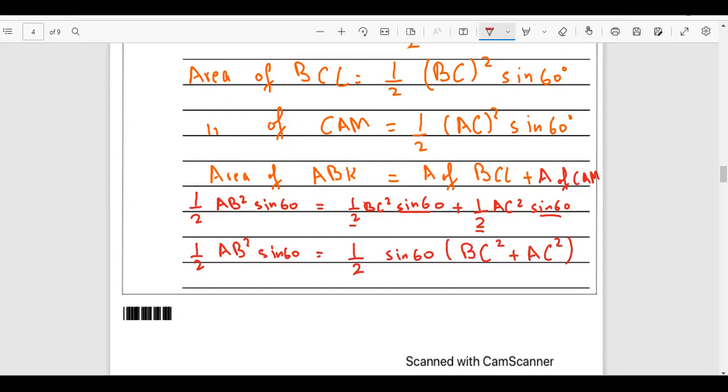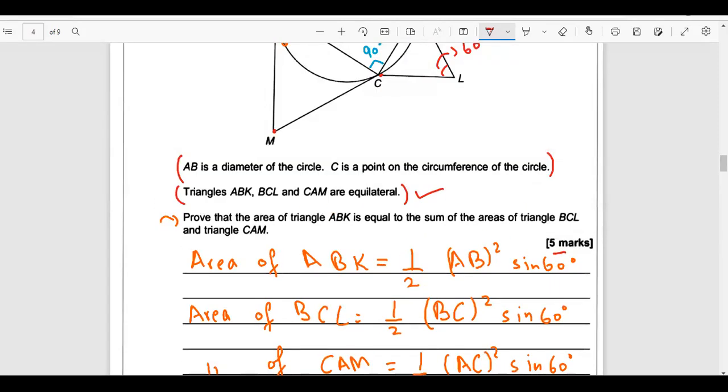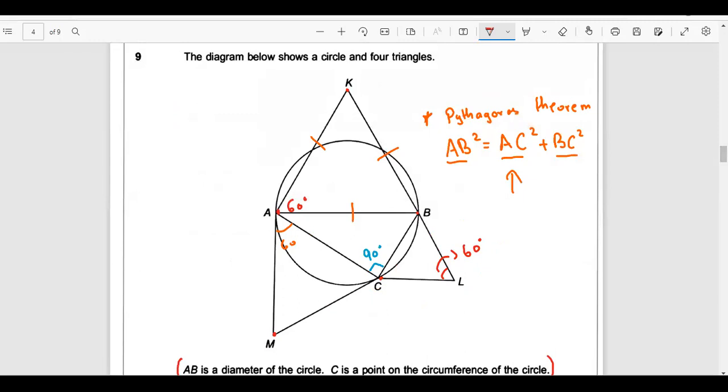Now it is the time to cancel out things. Sine 60 and sine 60 can be cancelled. Half and half can be cancelled. And what are we getting? We are getting AB squared equals BC squared plus AC square, which actually exists because of the Pythagoras theorem. This is what we discussed in the very beginning. Okay.